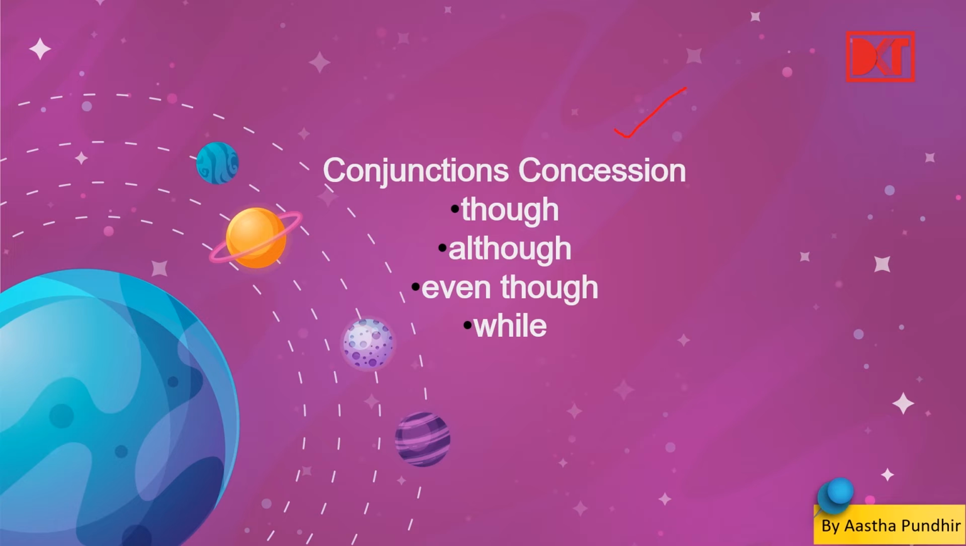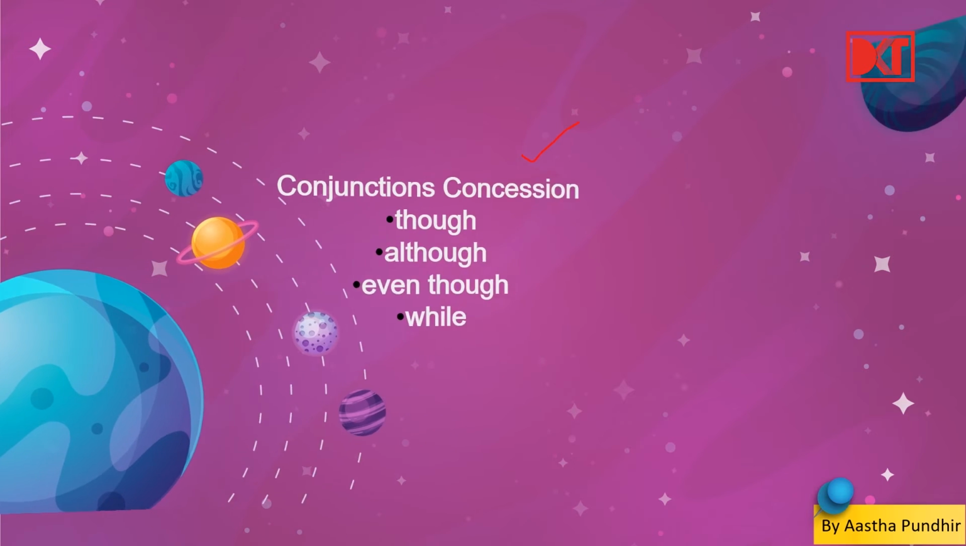All right, so when a question is given to you, you can try to relate and understand that here concessioning is happening, or here reason is provided, or here we're talking about time. That way you can figure out which conjunctions to use. All right, so these were the conjunctions for concession.